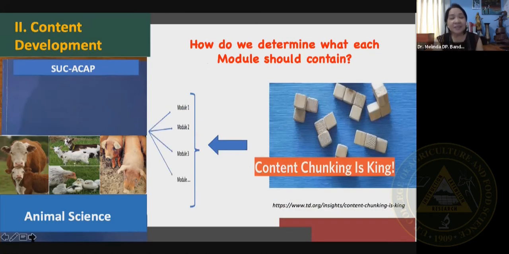But how do we determine what each module should contain? O sige, may module 1, may module 2, may module 3, and so on. Pero paano nga ba? So dito, the key or the recommendation is for us to chunk the content. So nakalagay dito, content chunking is king. Diba? So, natuwa lang ako dito kasi content chunking, napakaganda ng rhyming niya. But then again, maganda, but at the same time, this is true. This is true because it will really help us.